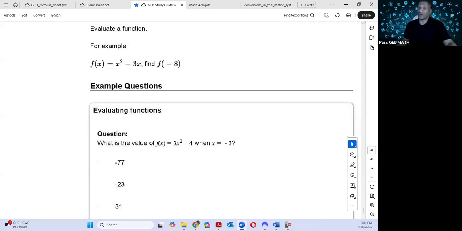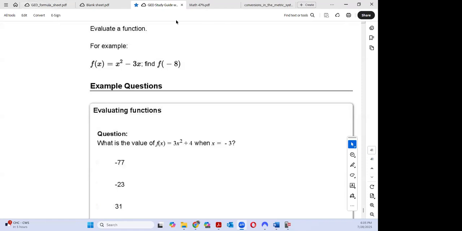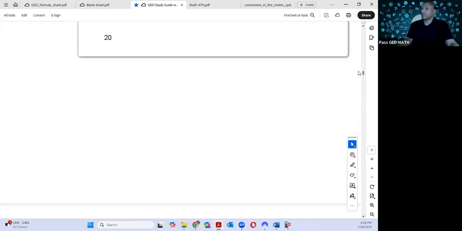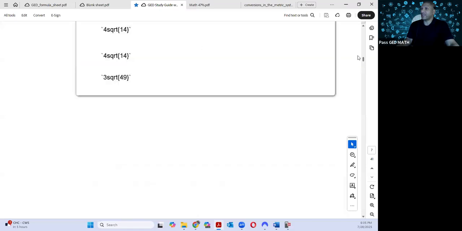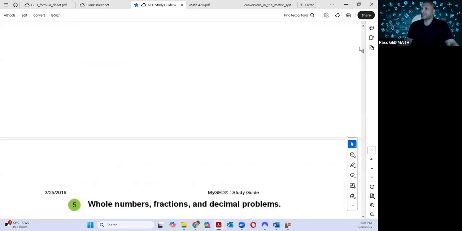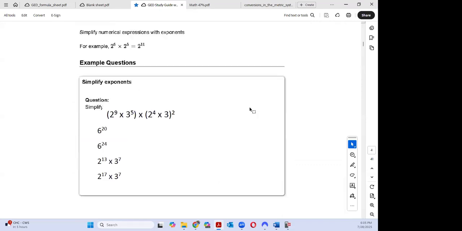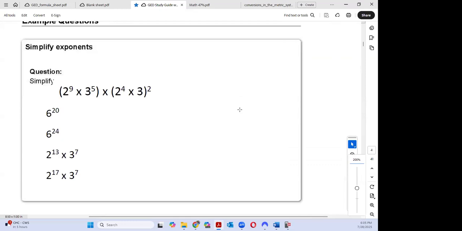All right, so what have we been working on this week that you want to work on? Exponents. Yeah, I tried to find a video of yours with exponents, but I couldn't find one. So there are not too many questions on exponents. You might have something like this.